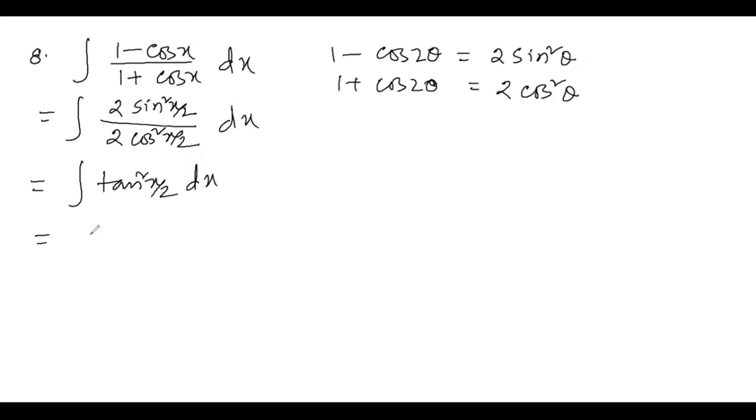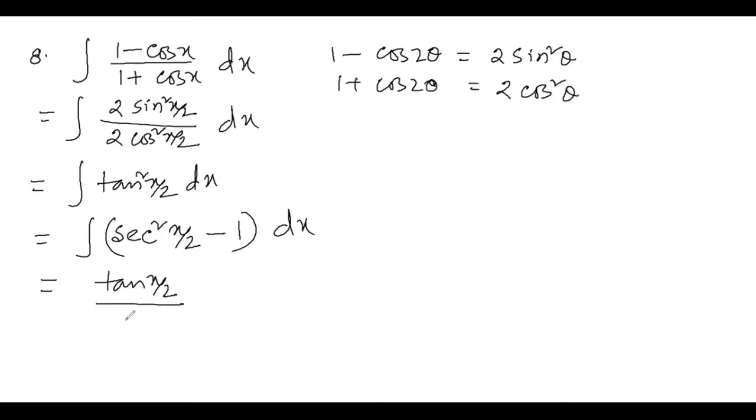Now how do we integrate it? Tan square theta equals sec square x by 2 minus 1 into dx. You know, all of you. Then integration of sec square theta is tan x by 2, and here it is x by 2, that means in the denominator also 1 by 2, minus 1 integration x plus c. So what is the result? 2 tan x by 2 minus x plus c. This is the answer.